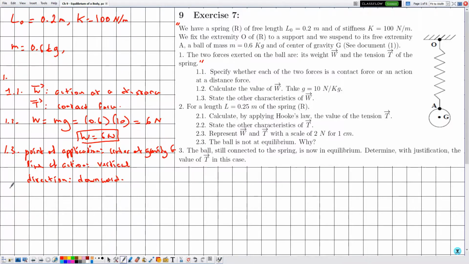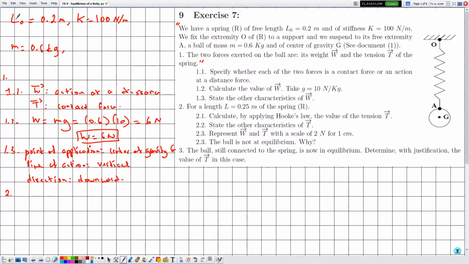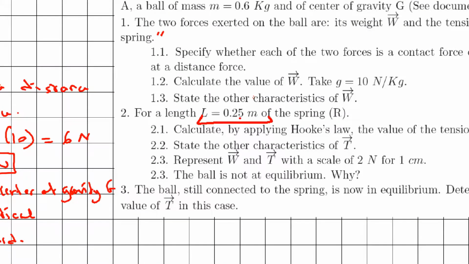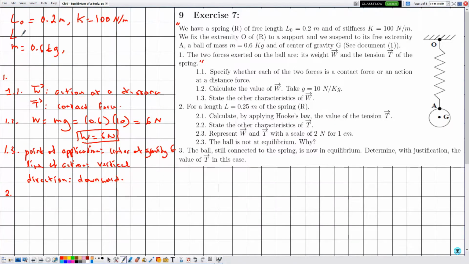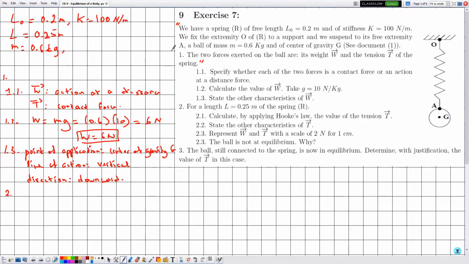Now in number 2, they are telling us for a length L is given by 0.25 meters. Then notice that here they gave me the initial length, and here we have this length. So this length corresponds to the final length. So now we have that L is equal to 0.25 meters. Knowing the initial length and knowing the final length, one, for example, can calculate delta L, because delta L can be calculated using two methods, either using Hooke's law or from its definition, which is given by delta L, final length minus initial length.